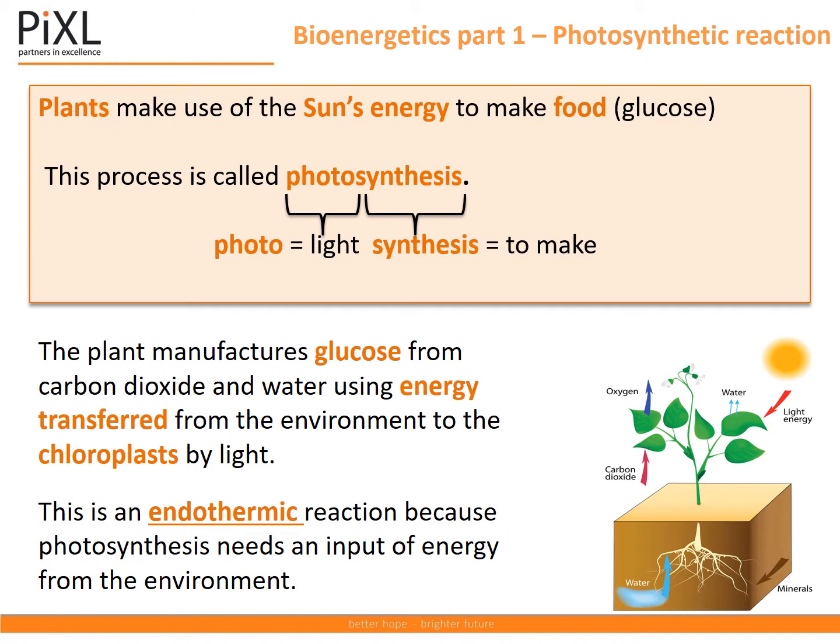Now, a plant manufactures glucose from carbon dioxide and water, and it uses the energy from light in the chloroplasts to combine those two together to make glucose. Because energy is going in, it is an endothermic reaction. So this links to the chemistry energy topics, which you'll be doing next year. There's two types of reaction, endothermic and exothermic. Exothermic gives off energy, endothermic takes in energy. So that is the reaction in terms of the chemistry of it.